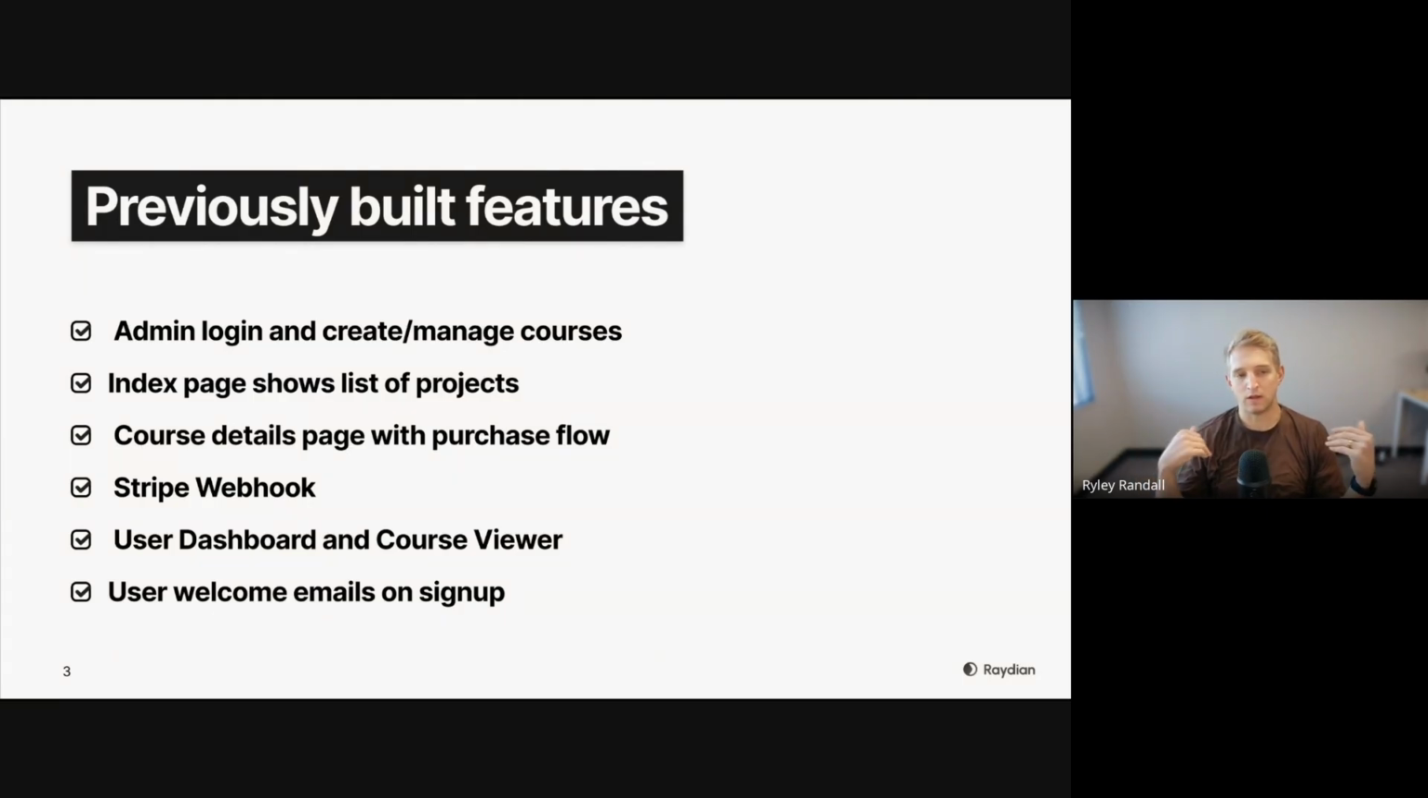Then our index page shows a list of courses that someone can purchase. You can click on a course, and it takes you to a page. We did the whole purchase flow. We built out a Stripe webhook, which we'll revisit today as we talk about deploying. Then we built for users the ability to view the courses they've purchased and the content, and we also added a welcome email after they sign up.